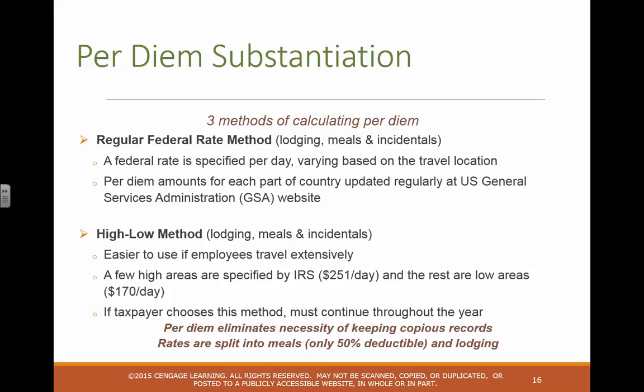What we're talking about is how much I can write off a day for my travel. So what's the benefit of the high-low method over the federal rate method?